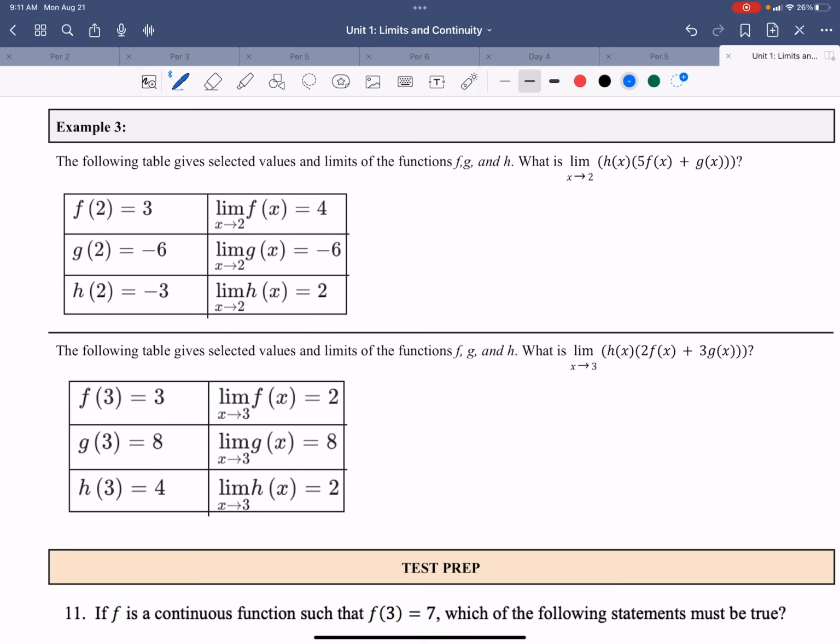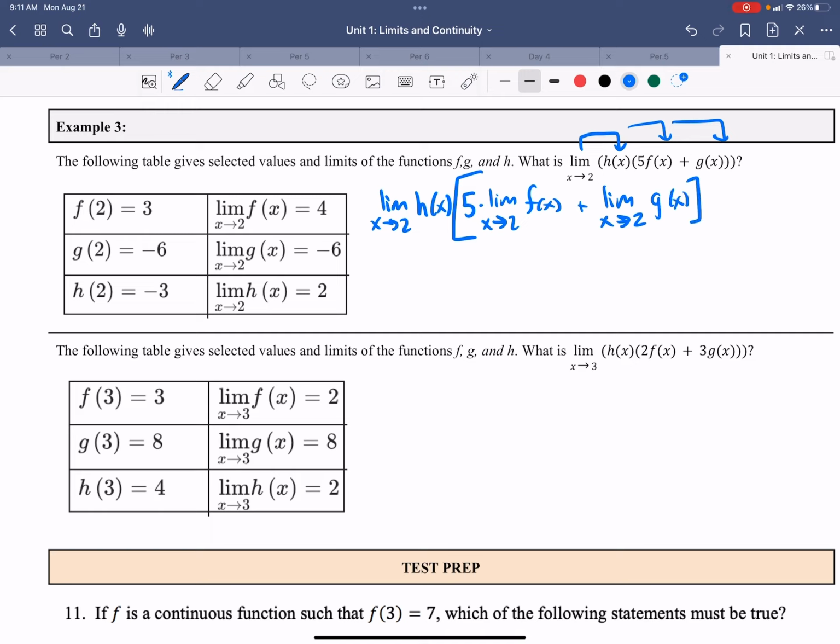Alright, so there's a couple ways we can do this problem, and we're going to try and do this the easy way. In order to do this, first I'm going to distribute the limit to everything. So I'm going to have the limit as x approaches 2 of h of x times 5 times the limit as x approaches 2 of f of x plus the limit as x approaches 2 of g of x.